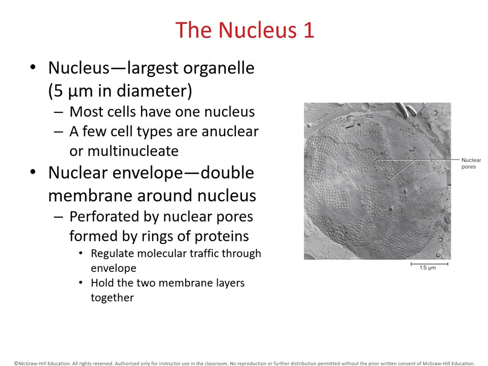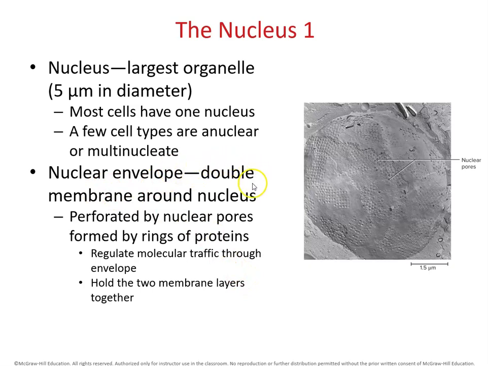So arguably the most important organelle is the nucleus. The nucleus is the largest thing that we find in the cell in most cases. Most cells have one nucleus. There are some that don't have any nuclei and some that have many nuclei, but typically a cell has one nucleus.